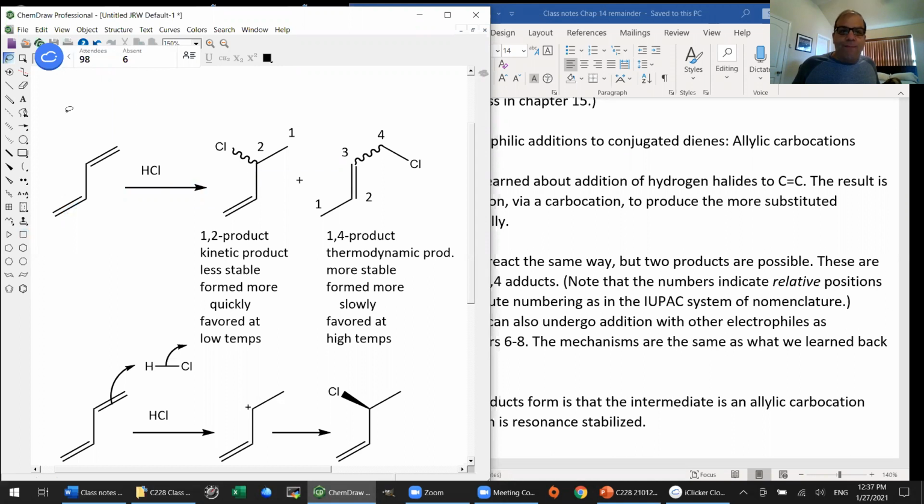I mean, you can mess it up by putting other groups on here for sure. We will actually see one such example. But if you're just talking about unsubstituted butadiene, that would be my expectation too. I would expect you're right.